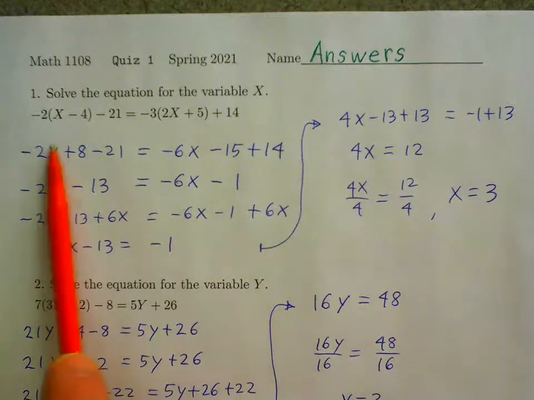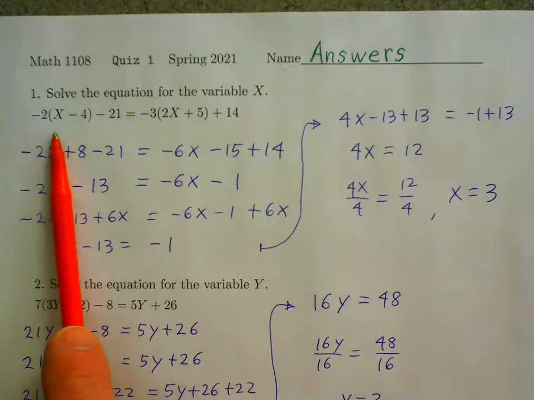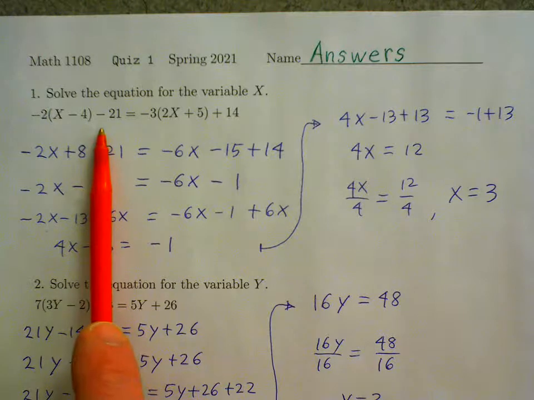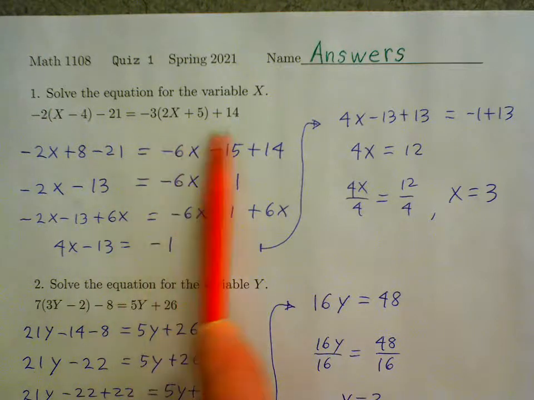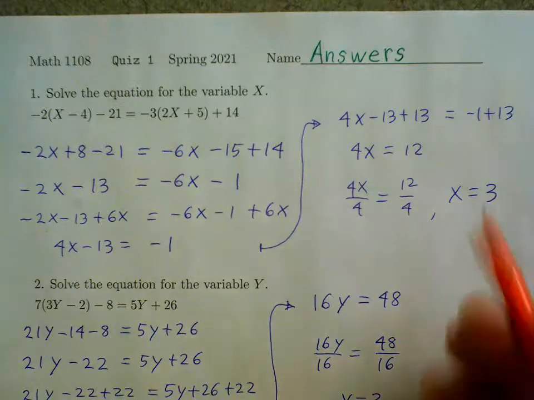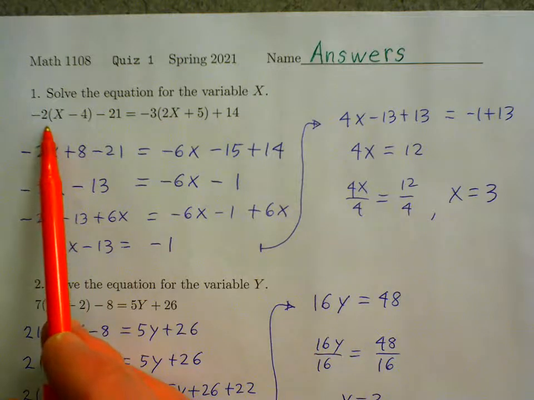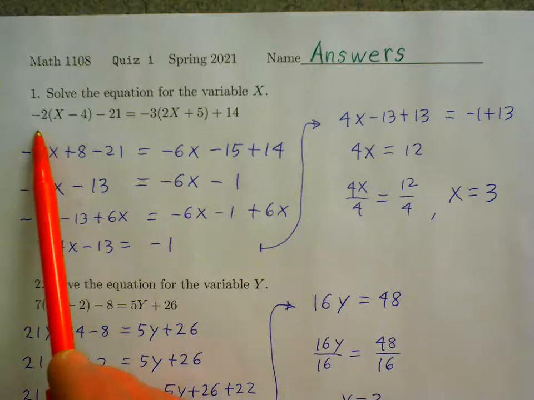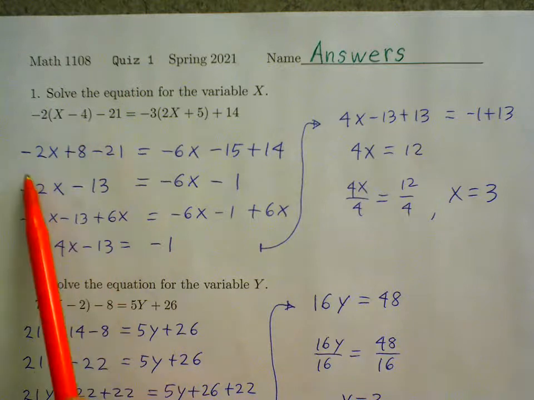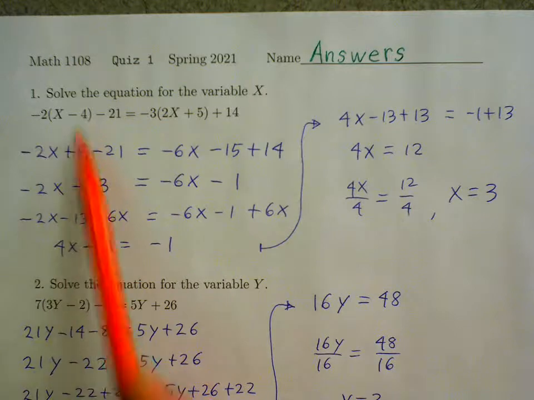So this first problem, solve this equation for x, negative 2 times the quantity x minus 4 minus 21 equals negative 3 times the quantity 2x plus 5 plus 14. There's more than one way to start out, but the way that I did it was I began by distributing multiplication by negative 2 on the left-hand side. So negative 2 times the quantity x minus 4 is negative 2x plus 8, because negative 2 times negative 4 is positive 8.